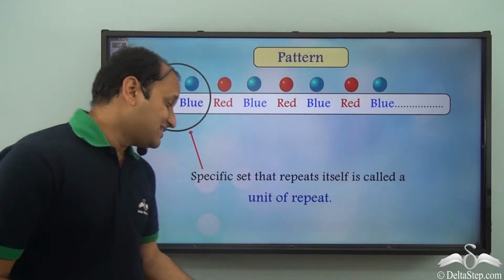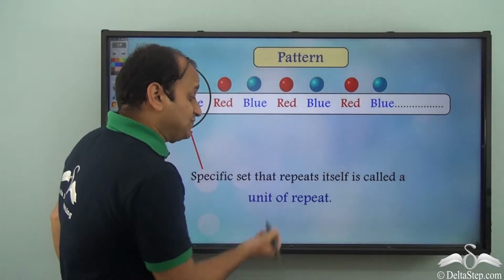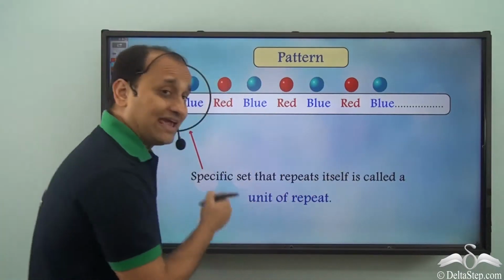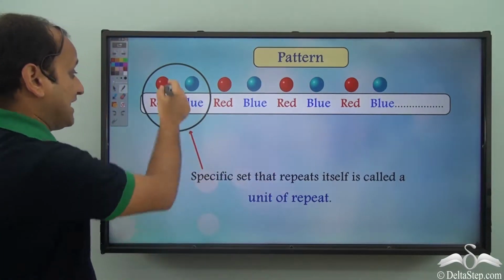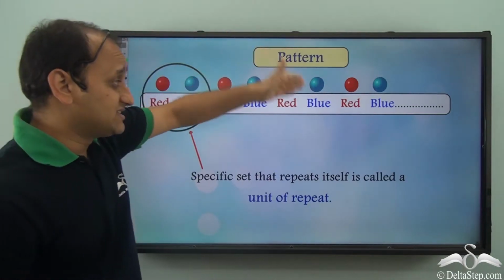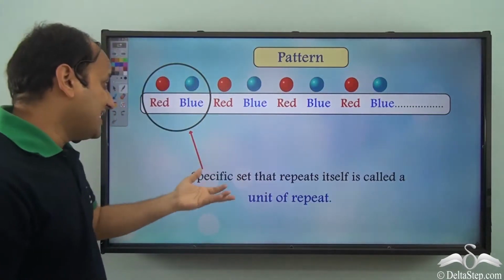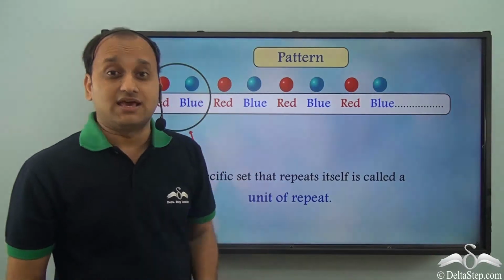We know that unit of repeat is nothing but a specific set that repeats itself again and again. So in this case, as you can see, red and blue is a specific set that repeats itself again and again, and that is why this is the unit of repeat in this case.